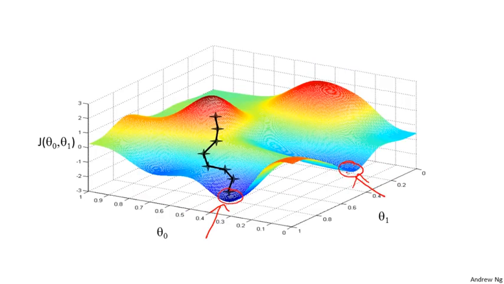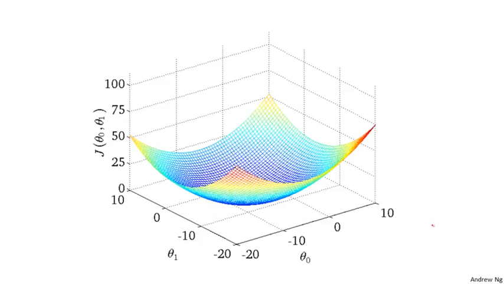But it turns out that the cost function for linear regression is always going to be a bow-shaped function like this. The technical term for this is that it is called a convex function.